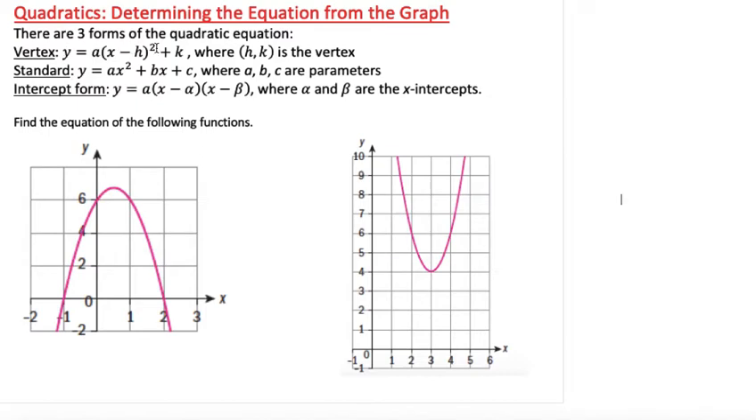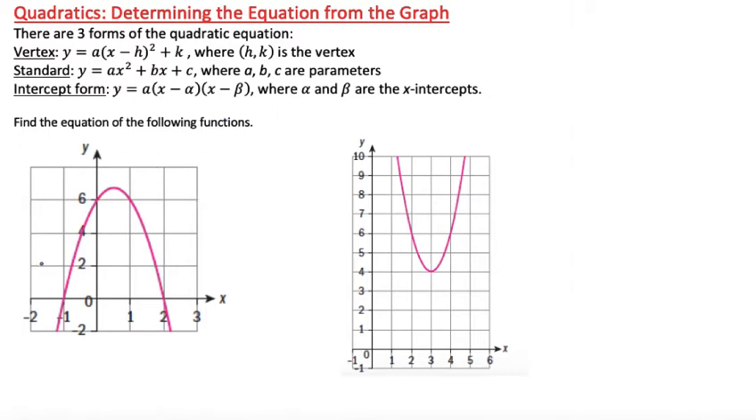We have the vertex form, where we learned that h and k is the vertex. We've got the standard form, where these are parameters, c being the y-intercept. And we have the x-intercept form, where the alpha and the beta here are our x-intercepts.